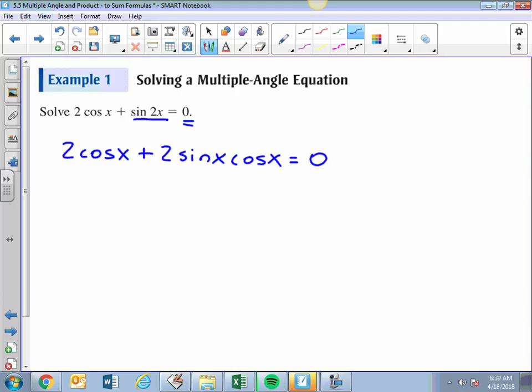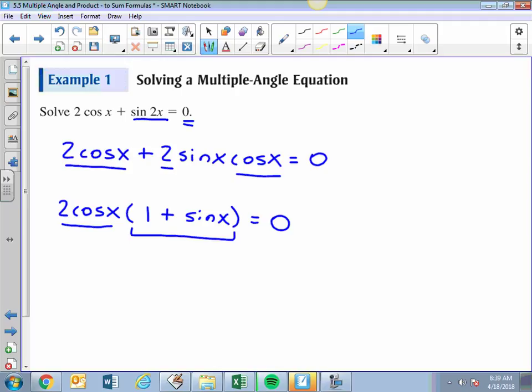Okay, so now that you have that, you can notice that there is something in common in both of these. All right, so if you go ahead and you take those out, so you factor monomial and you put it out front of this different equation here. Okay, so now I have 2 cosine x out front. I have a 1 plus sine x remaining inside of my parentheses. All right, so at this point, you can set both of these equal to 0. So this one here and this one here.